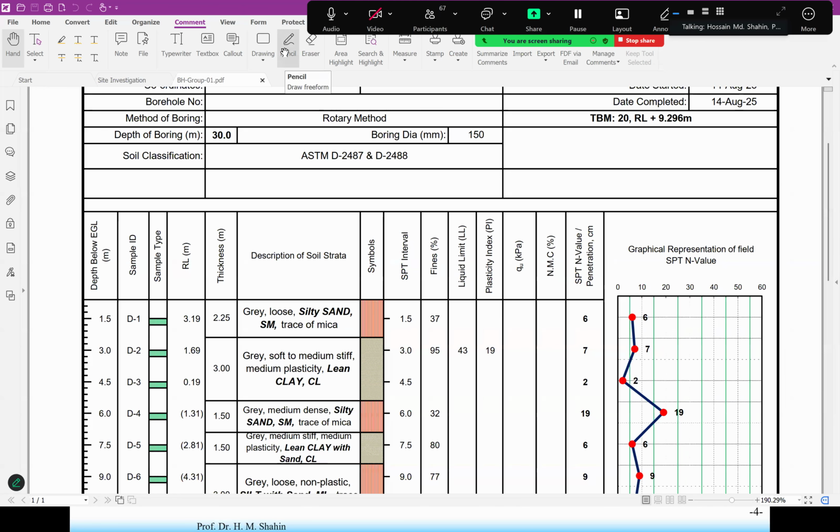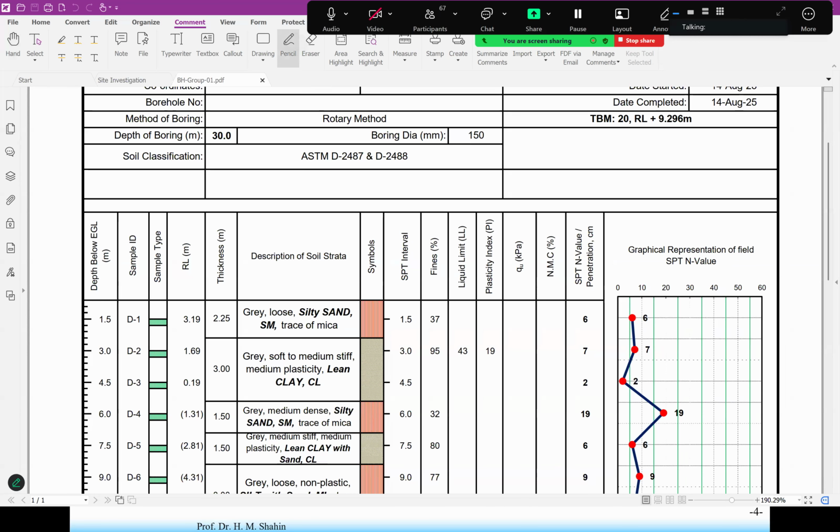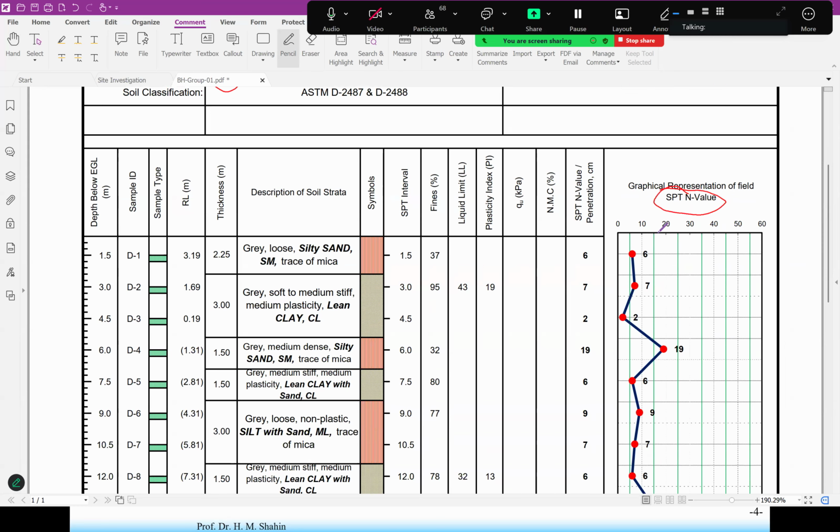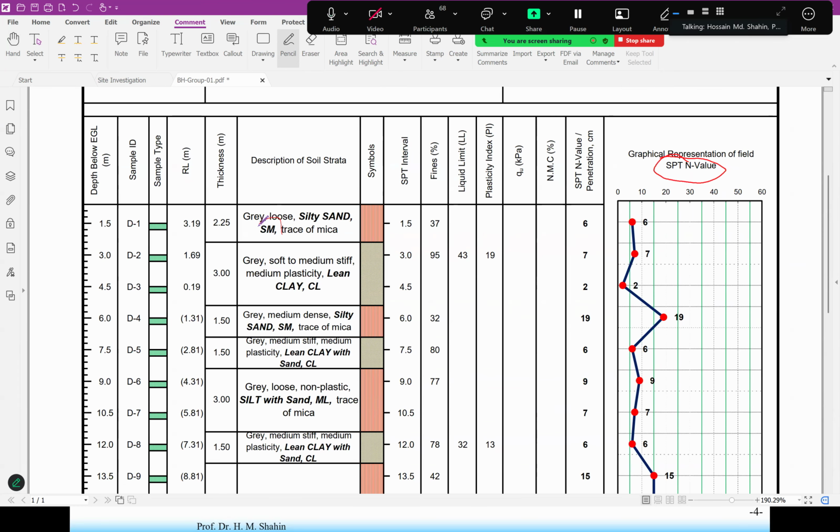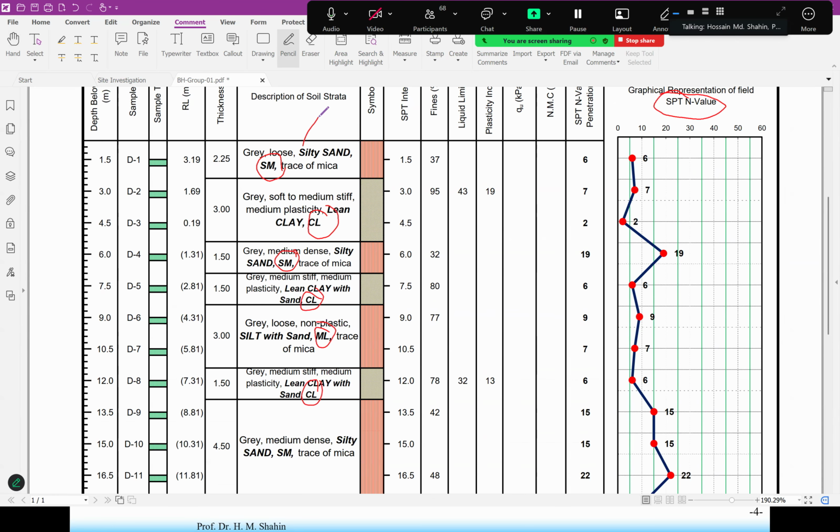So it has a boring depth of 30 meter. So that is the SPT N value there. SPT N value, type, size. So it is SM, then CL, SM, CL, ML, CM, and so on. So these things, SM or CL, depend on the grain size and the LL, liquid limit, plastic limit PL, and plasticity index from that.